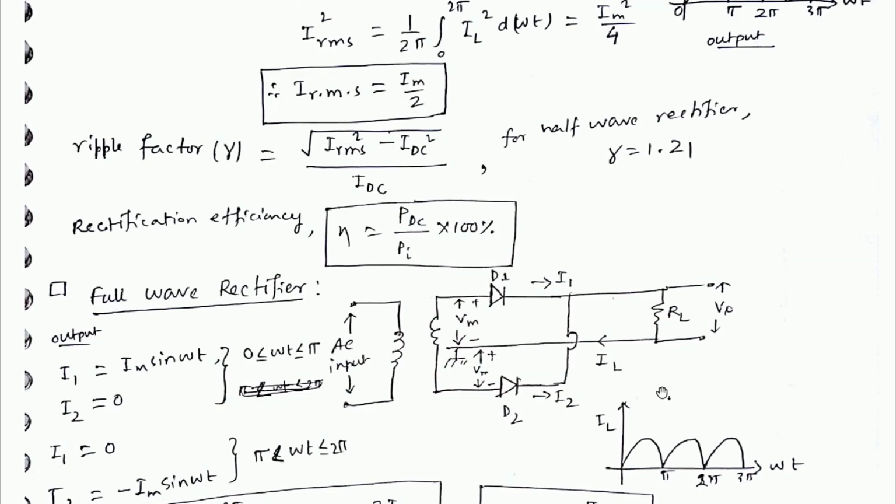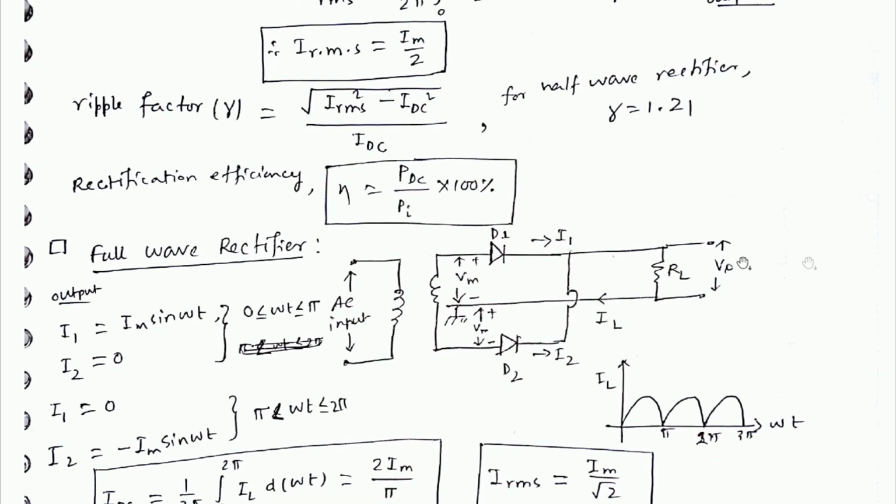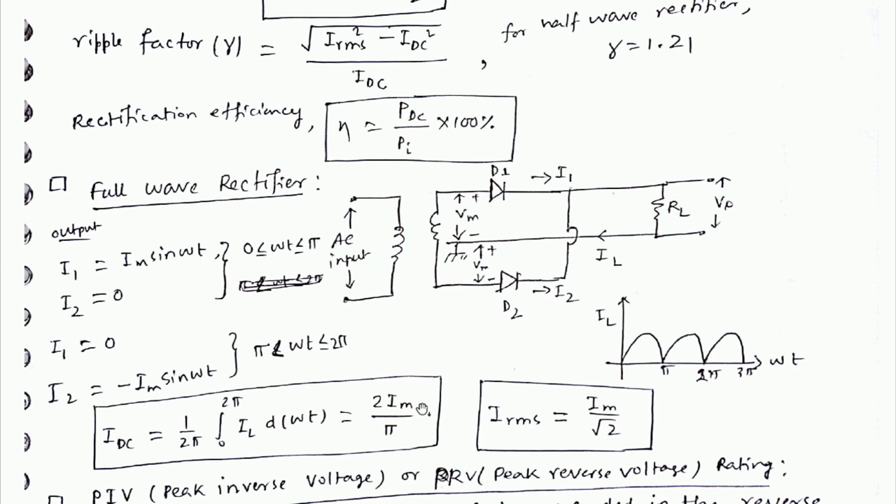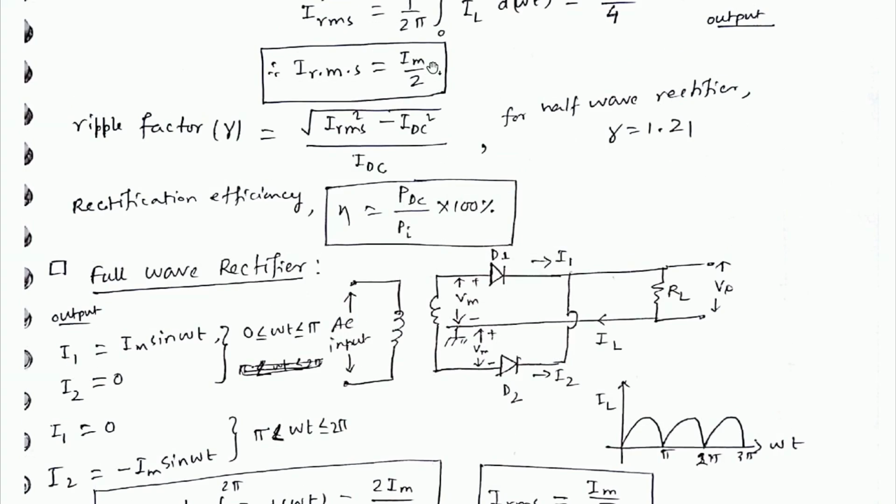For the full wave rectifier, you get this type of circuit diagram, and IDC in this case equals twice Im by pi, so double of this.